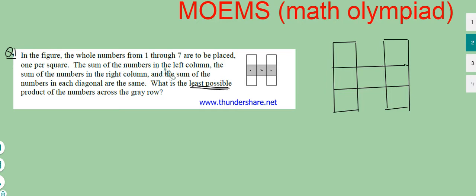The sum of the numbers in the left column, the sum of the numbers in the right column, and the sum of the numbers in each diagonal are the same. So the sum of these numbers has to be the same. What is the least possible product of the numbers across the gray row? So in this row, what is the least possible number so that the product is the least possible product?